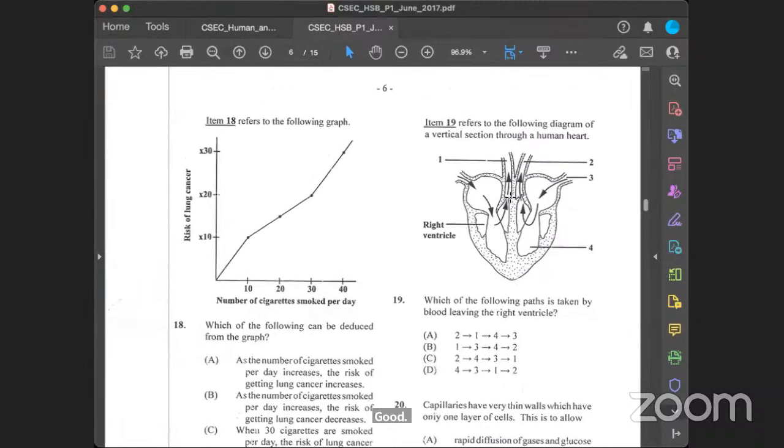19 refers to the following diagram of a vertical section through a human heart. Which of the following parts is taken by blood leaving the right ventricle? Right ventricle. You have to go to one. Go to the pulmonary trunk, which would be your pulmonary artery. So the only one that has one is what? B.